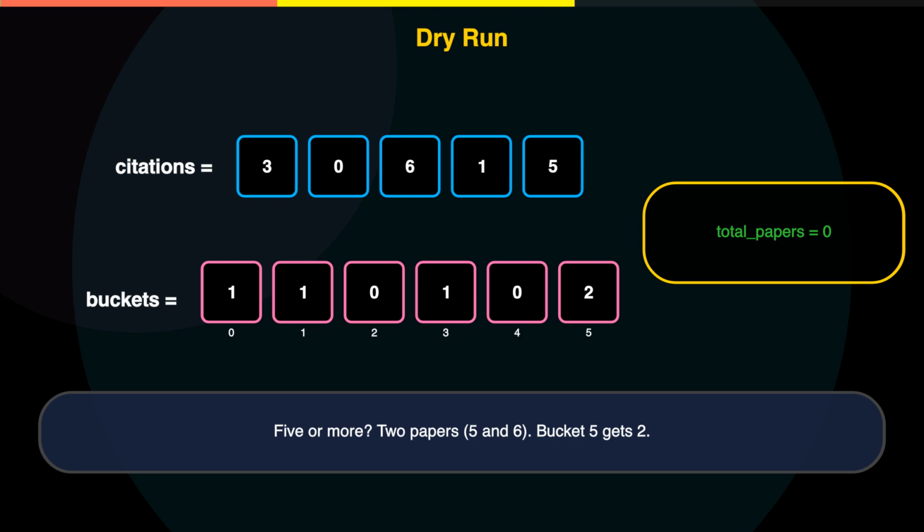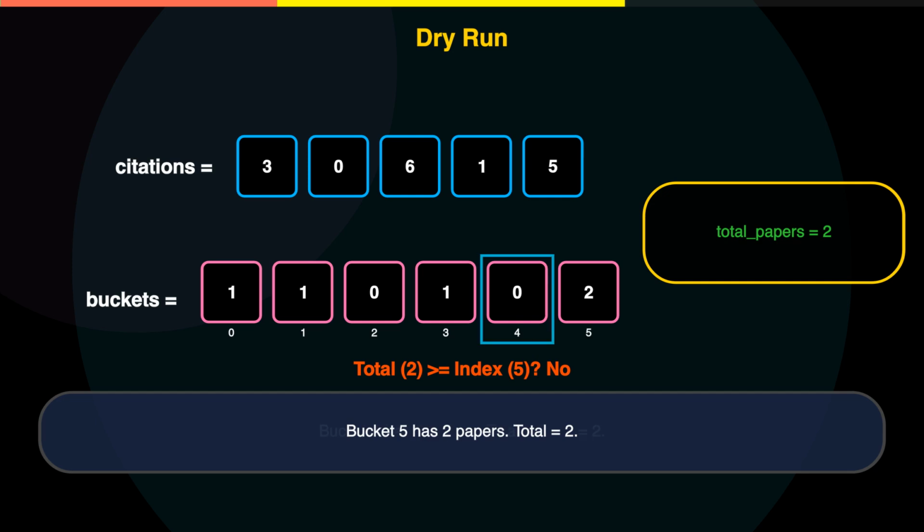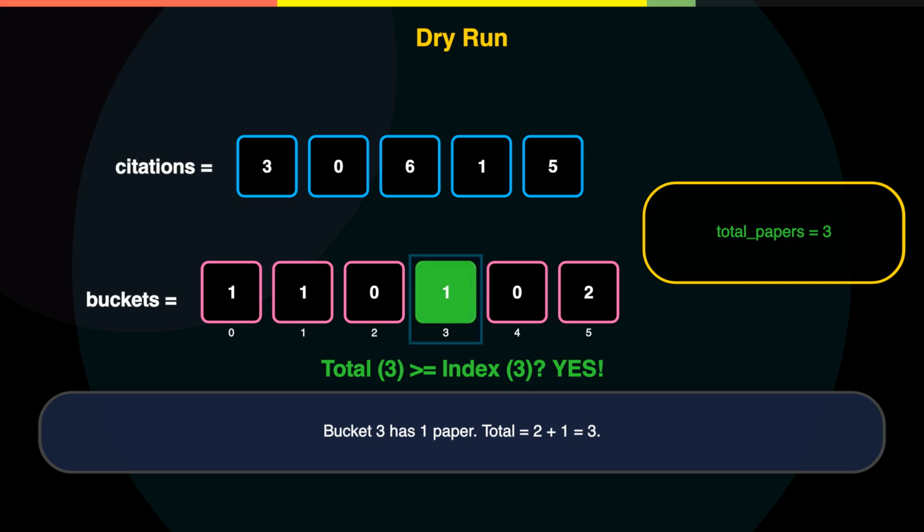Now, we iterate backwards from n. At bucket 5, we have 2 papers. Is 2 greater than or equal to 5? No. Move to bucket 4. Total papers so far is 2 plus 0, which is 2. Is 2 greater than or equal to 4? No. Move to bucket 3. Total papers is 2 plus 0 plus 1, which is 3. Is 3 greater than or equal to 3? Yes. We found it. The H-index is 3.